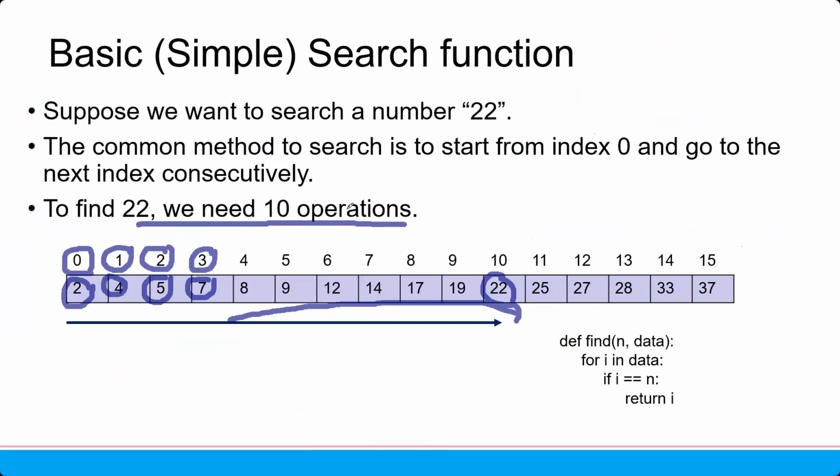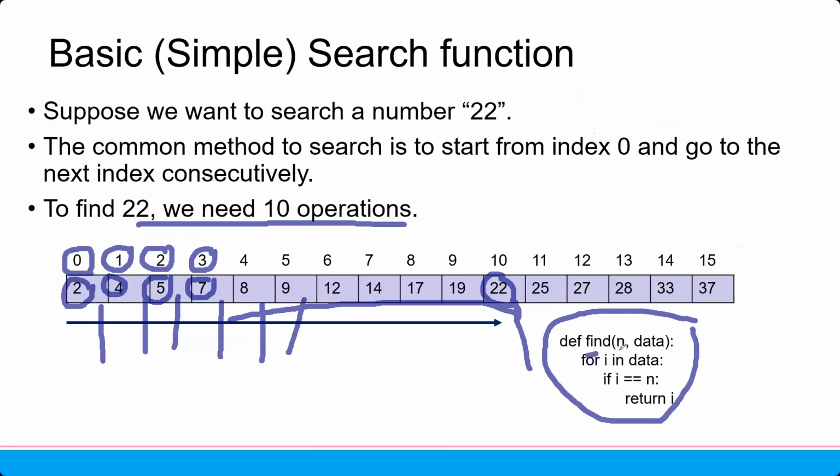Why 10 operations? Because we do it step by step. We go to index number 0, index number 1, index number 2, index number 3, and so on until index number 10. We can make the function like find(n, data). n is the number that we want to find, and data is the list. So for i in data, if data[i] equals n, then return i. We need 10 operations to do this one.